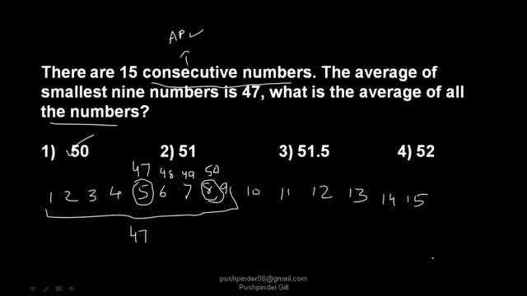There are 15 consecutive numbers. The average of the smallest 9 is 47. That means the 5th number is 47. That's what the average of the smallest 9 is. And what is the average of all the numbers? That is the average of all 15 numbers, which would be the 8th number. And since they're consecutive numbers, 47, 48, 49, and 50. Looks easy, isn't it? It is that easy. This is a very amazing point. If you understand it and start using it everywhere, life is going to be very easy for you.